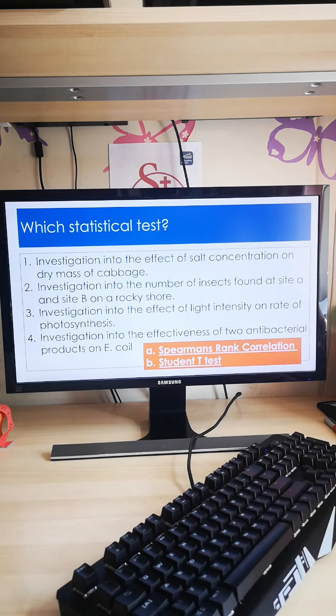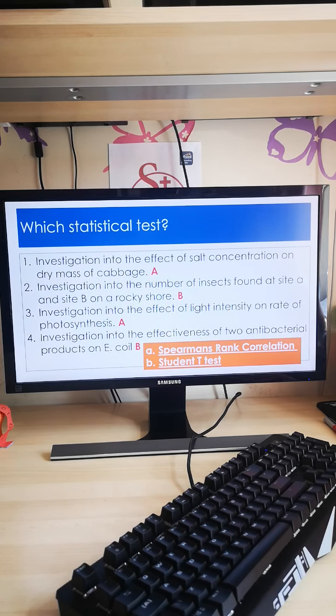3, we're investigating the effect of light intensity on the rate of photosynthesis, so changing one variable to find out the effect on another. So this would be Spearman's rank correlation coefficient. And finally, if you're investigating the effectiveness of 2 antibacterial products on E. coli, then you would have lots of repeated measurements for each and a mean, and so you would be using the student t-test. Okay, so those are the answers there.